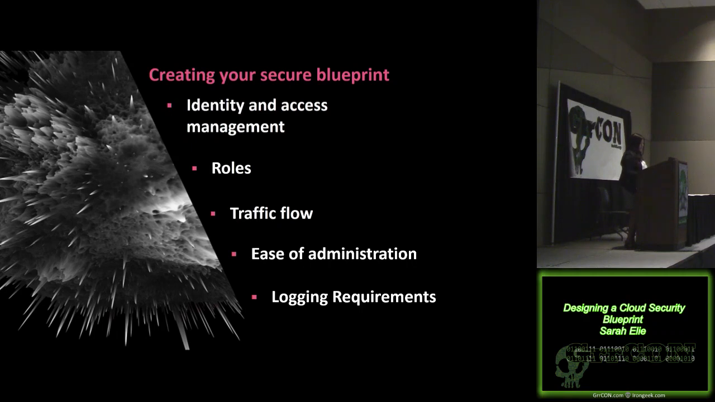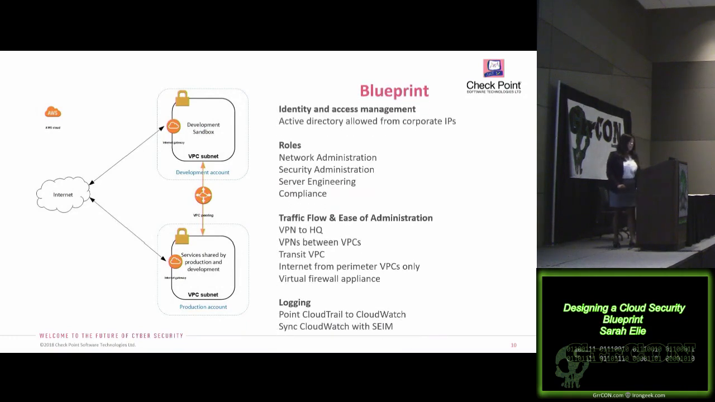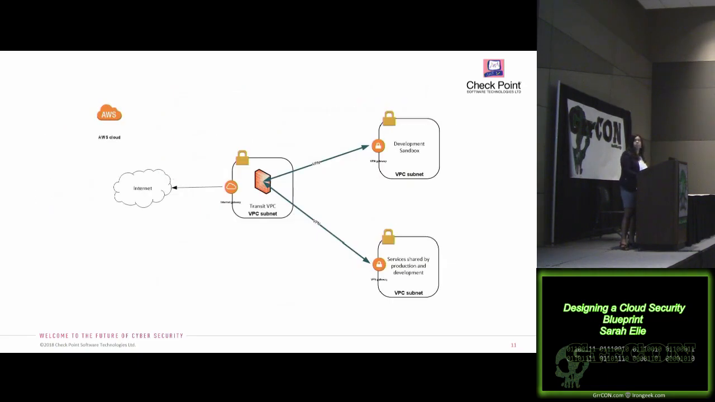For our example here, I'm going to do that by having the CloudTrail service stream to CloudWatch and have CloudWatch stream to my SIEM. So now that I've completed my blueprint, let's take a look at that Sandbox environment again. So this is the Sandbox that we built. This is the blueprint that we just completed. Now let's look at what the Sandbox looks like after I've applied my security blueprint.